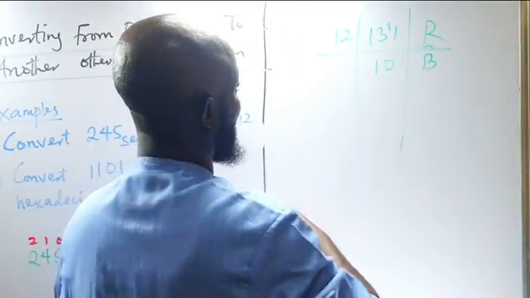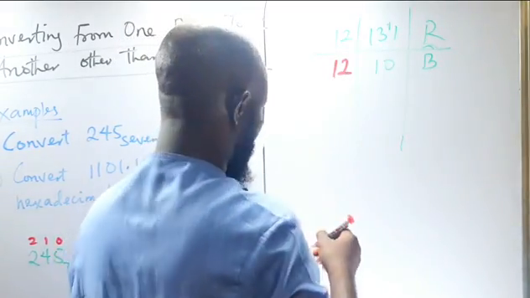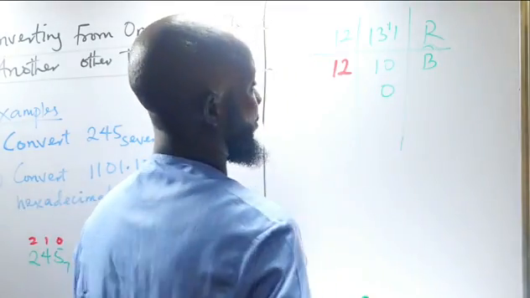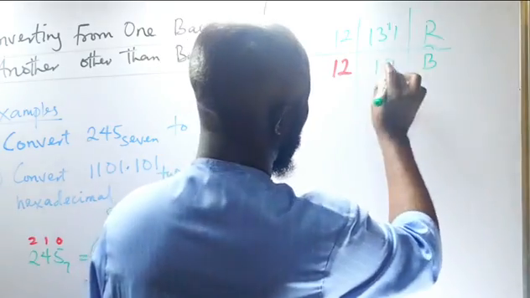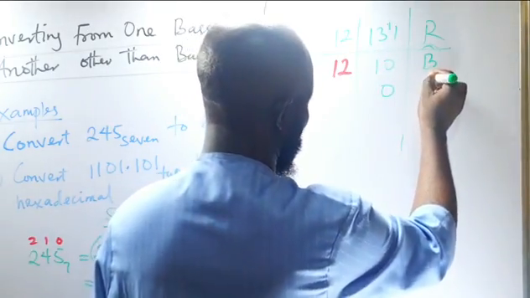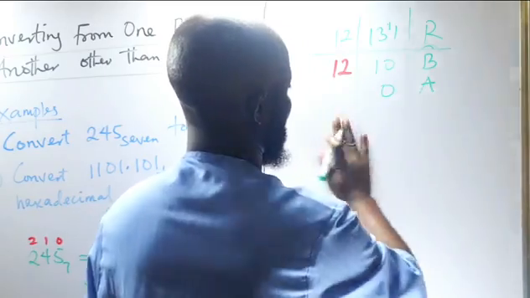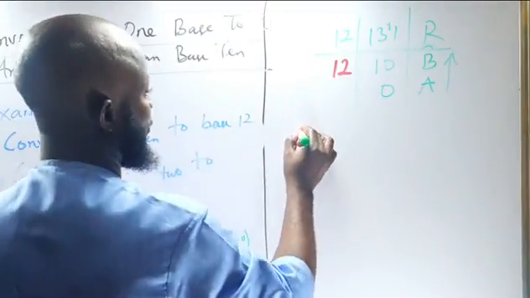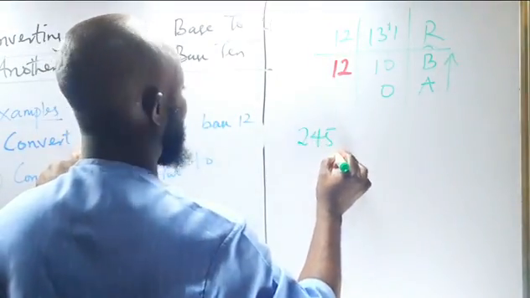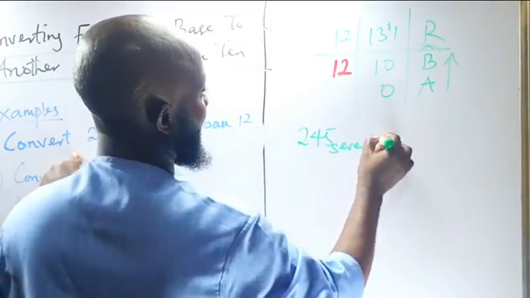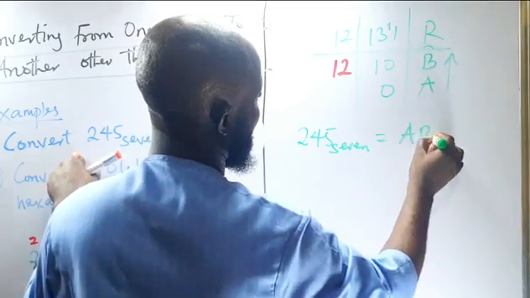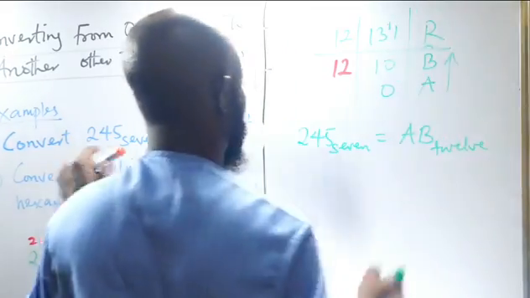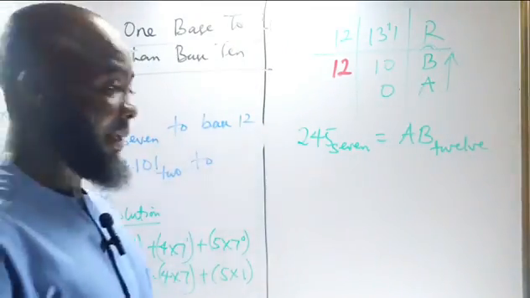Then move to the next one. 12 in 10 is 0, it's not possible, remainder 10. That is A. 10 is A. So therefore, these are our answer. We can conclude that 245 base 7 is equal to AB base 12. That is our answer. So I hope this is clear.